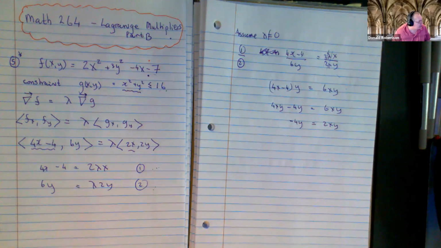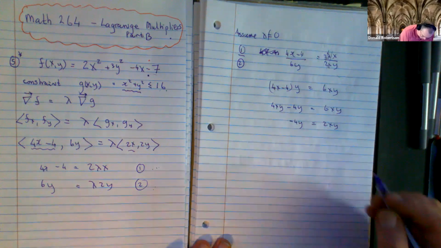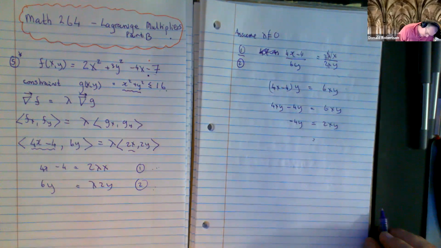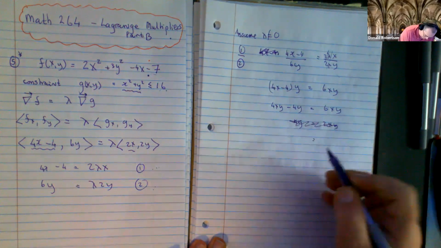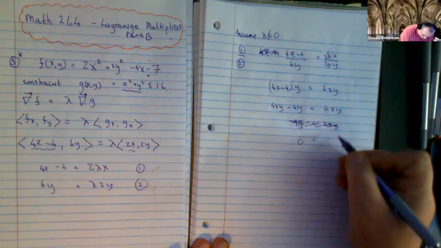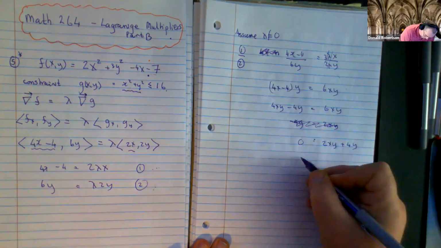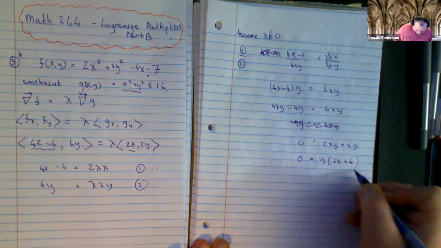And I'm looking at what the heck's going on here, and I realized I should have done something different. I should bring everybody over to this side, in which case I get 2xy plus 4y is 0. And that pulls out, there, I got some.